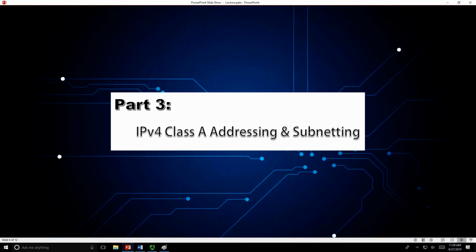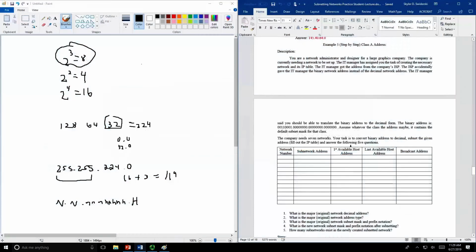Alright, well, this is the last section of the video, which is Class A addressing and subnetting. We'll be learning how to subnet a Class A address, fill out the IP table, and do problems accordingly. So again, a Class A address has about 16 million hosts. Class B had 65,000, and Class C significantly lower, 254 hosts.